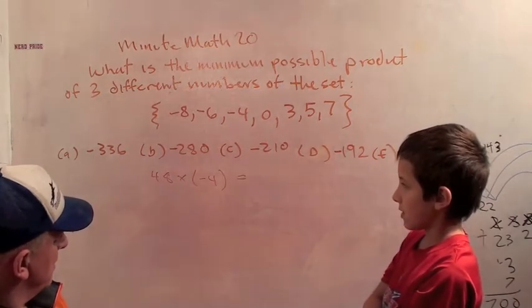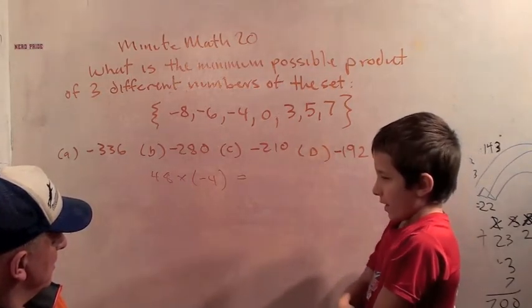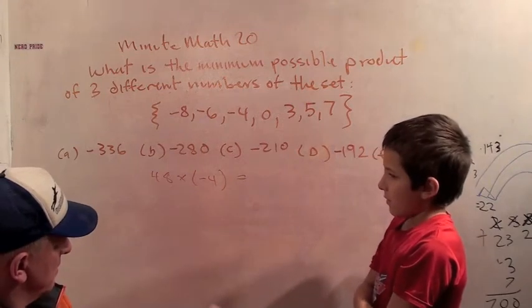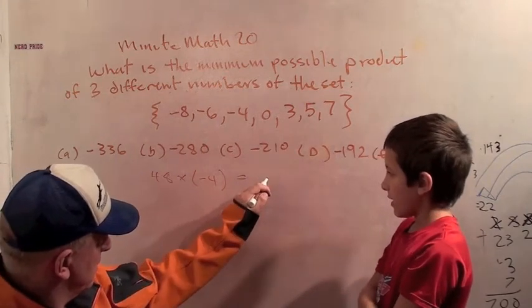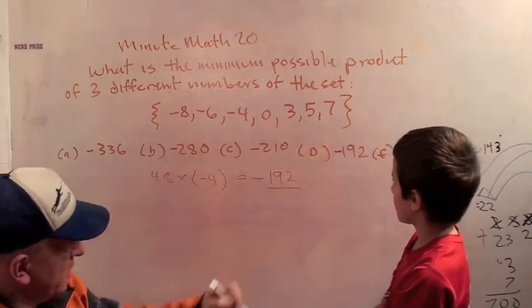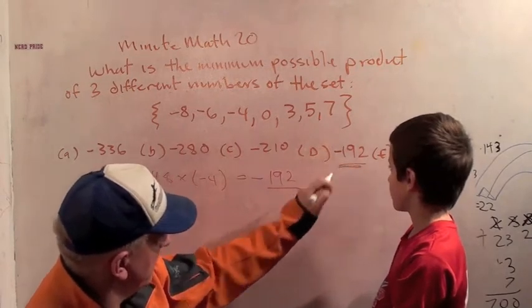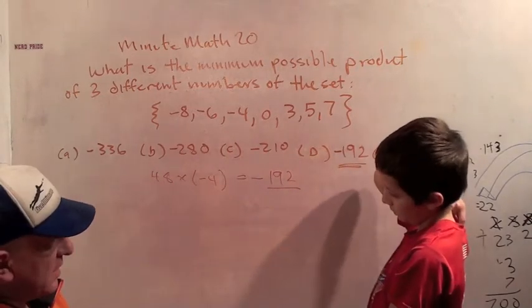It's going to be 160 plus 32. So it's going to be -192. Okay, so this is -192. So that's actually a choice. So we think that is a possibility.